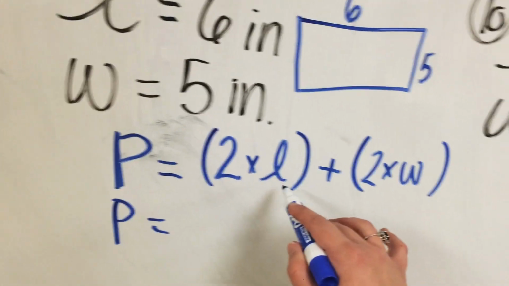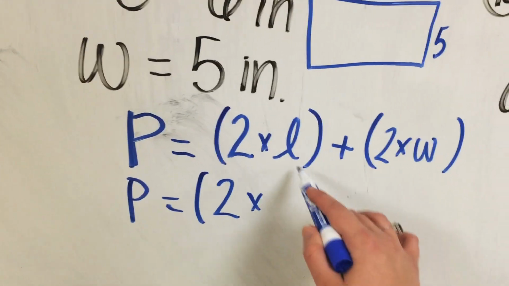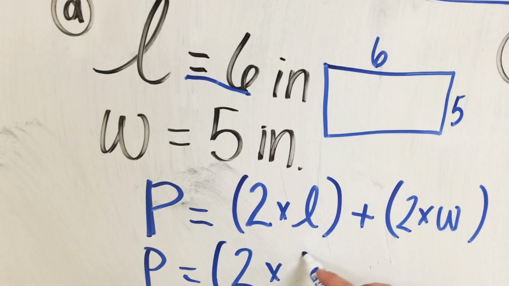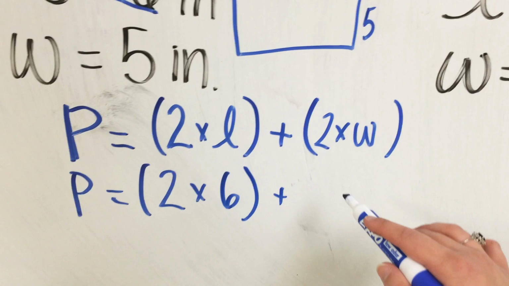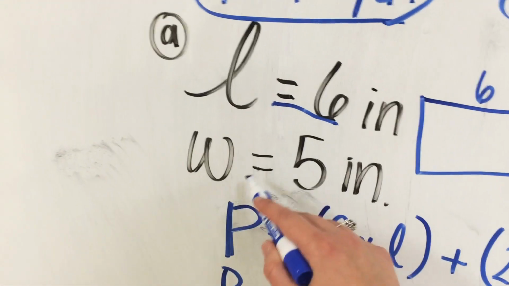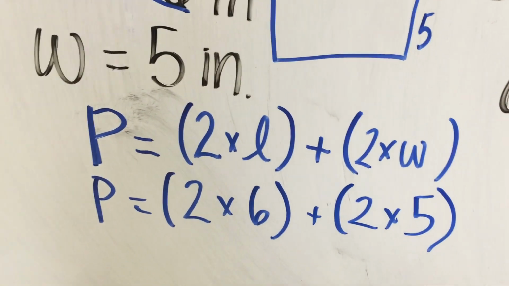Okay, let's solve inside the first set of parentheses. Or we actually need to fill in the length, I'm sorry. Our length is what? Length up here is 6 inches. So we're just going to do 2 times 6. We're rewriting the formula before we can solve. And our width we have 2 times what? 2 times our width equals 5, so we're going to insert 5 for that W there, 2 times 5.